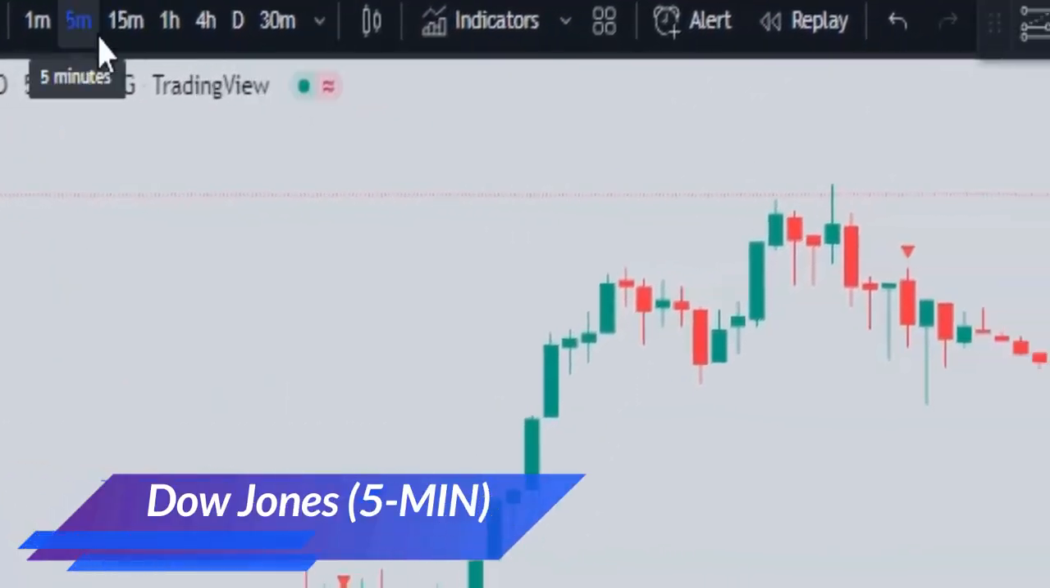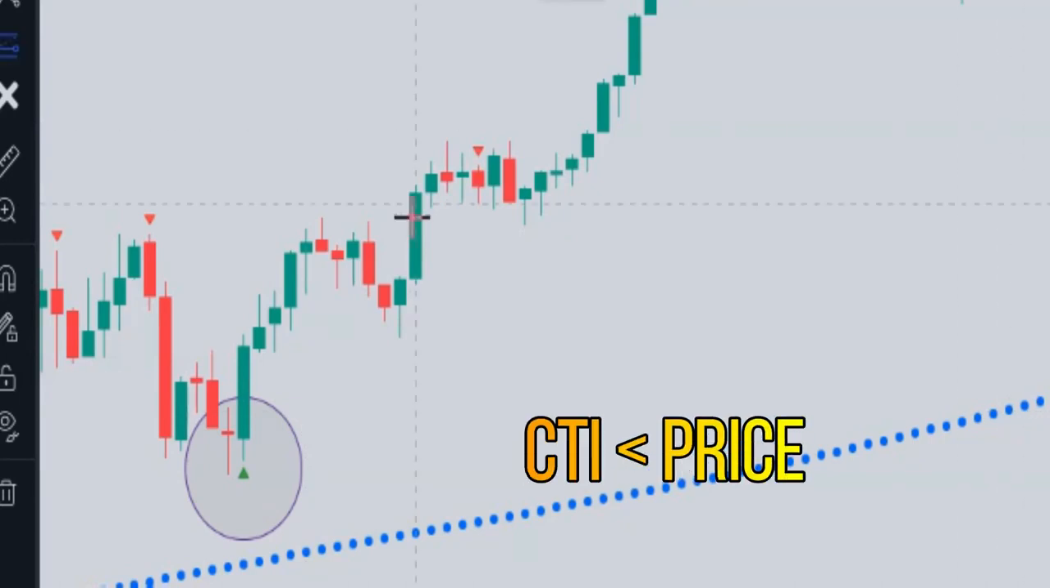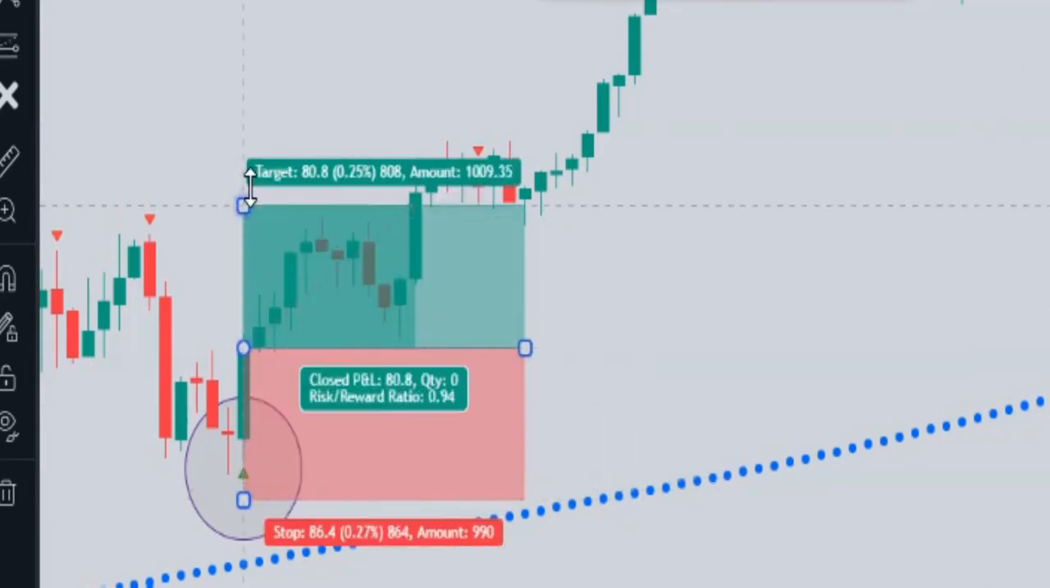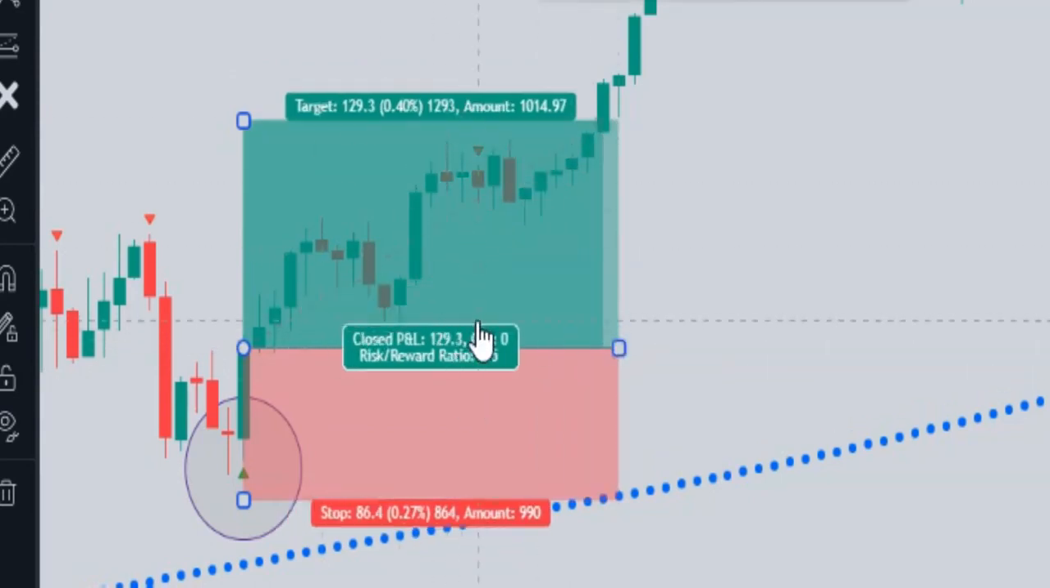This is Dow Jones 5-minute time frame and this buy signal is valid because the CTI indicator is below the candlestick, and you can see how great this CTI indicator can help us to trade with the market trend direction.